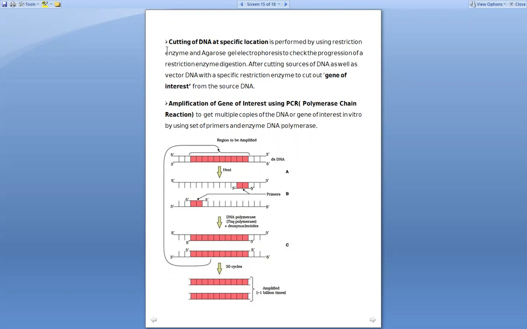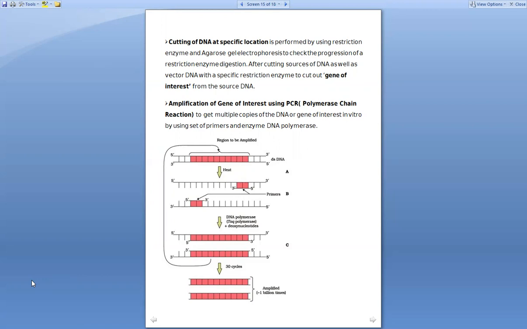Through the agarose gel electrophoresis, we are separating the DNA sequences into different parts. Now once the agarose gel electrophoresis occurs, right, we can check, or we can isolate the gene of interest. How? That is after cutting source DNA as well as vector DNA with specific restriction enzyme to cut out the gene of interest from the source DNA. So the source DNA is first converted to fragments. Now we know in which fragment the particular gene of interest is present.